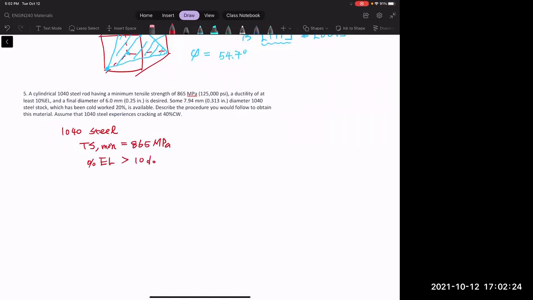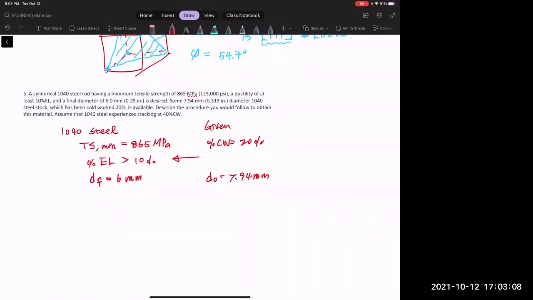And the final diameter is 6 millimeter. That is what we try to create. But you are given a material which has a diameter of 7.94 millimeter. It's this 1040 steel, and it has been cold worked. So the percentage of cold work is equal to 20%. How do you create this one from this one, based on the specified requirements?